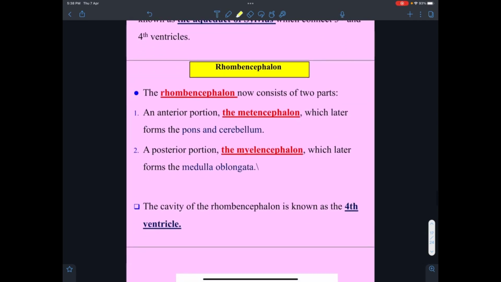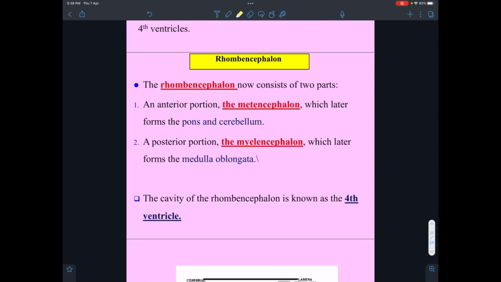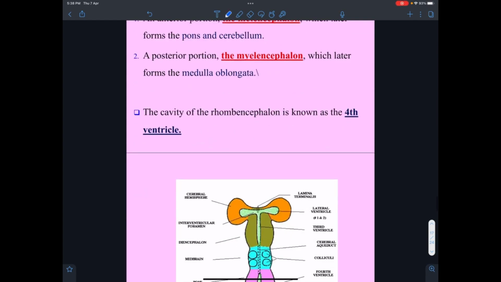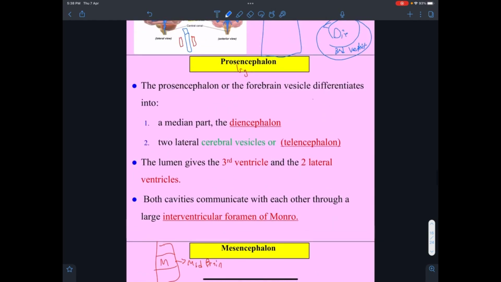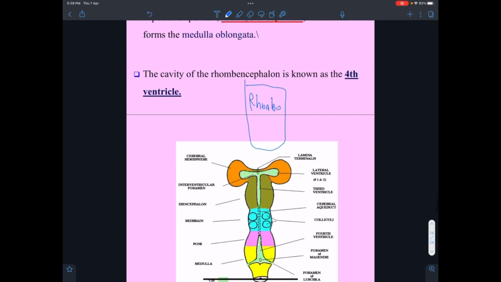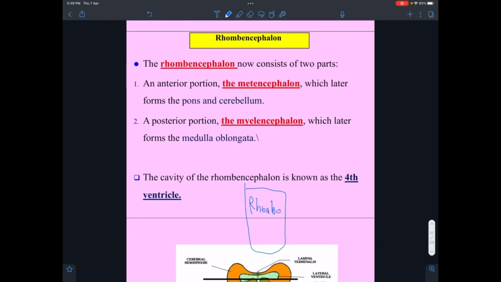Now for the rhombencephalon, this is going to give you the last 2 secondary vesicles. This is the entire section of rhombencephalon. Remember what we said before. How many secondary vesicles? 5. We looked at the first 3 from the prosencephalon: one, the diencephalon, and 2, the telencephalon. Now the remaining ones are going to come from the rhombencephalon. The rhombencephalon, the most posterior part, is going to divide into 2 parts.